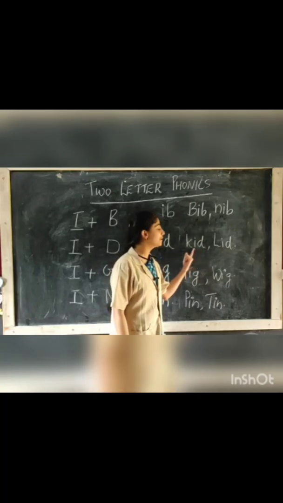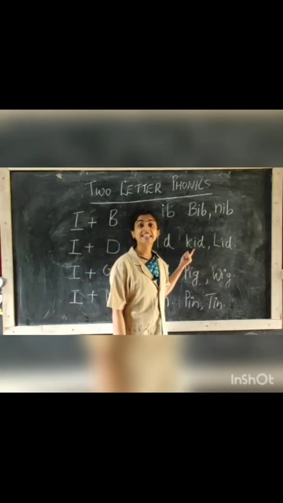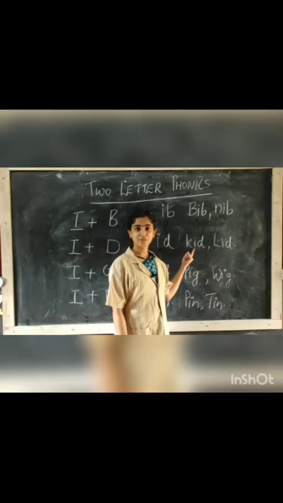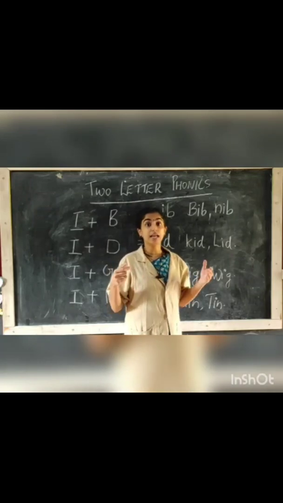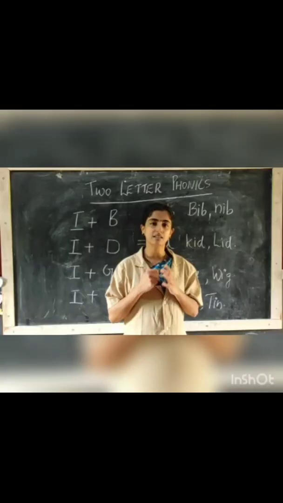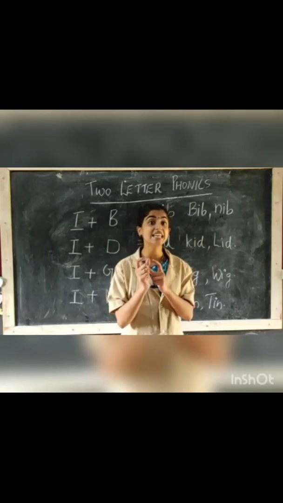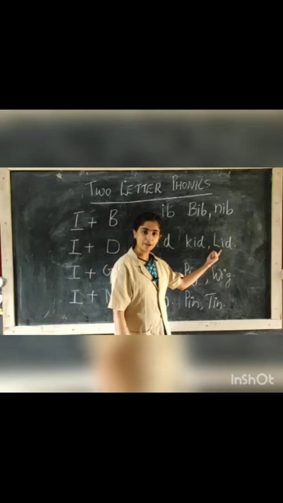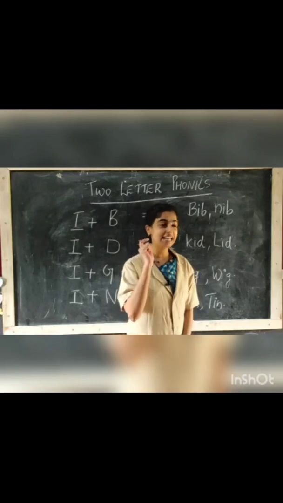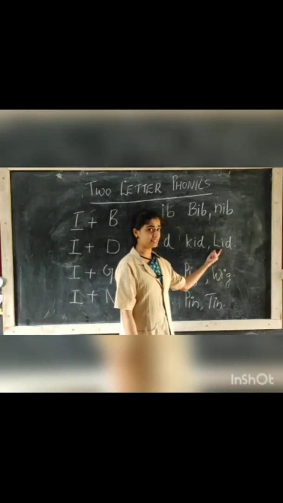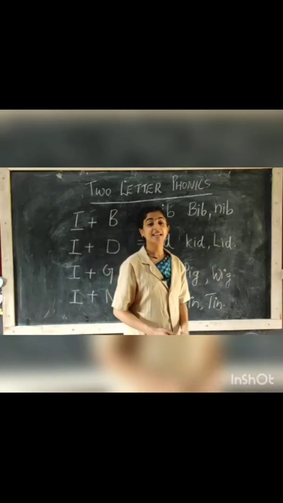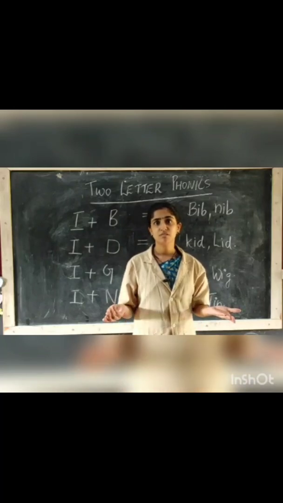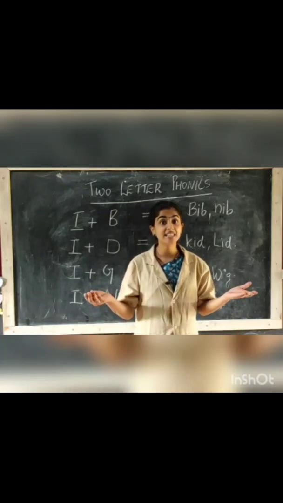The first example is, look at the board, kid. What is it? Kid. How can we make a sentence with it? The kid is lean. How can we say? The kid is lean. Now, what is the second example? The second example is lid. What is it? Lid. Now, how can we make a sentence with lid? Yes, the lid is empty. How can we say? The lid is empty.